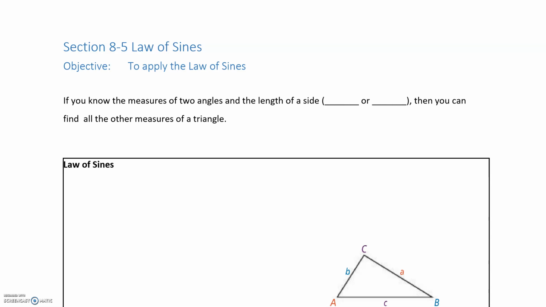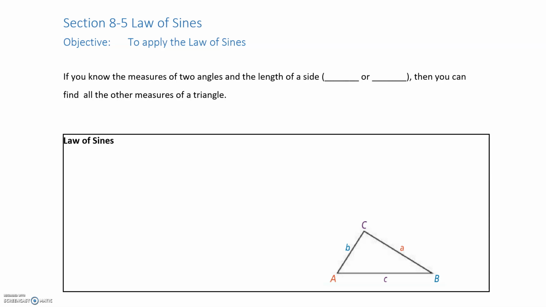Okay, so today we are going to learn about the law of sines. The law of sines helps us find measures of sides and angles in just any old triangle. So if we know the measures of two angles and the length of a side, so if we're using angle, angle, side, or angle, side, angle, then we can find all the other measures in the triangle.